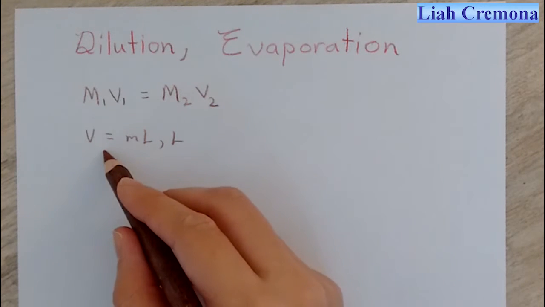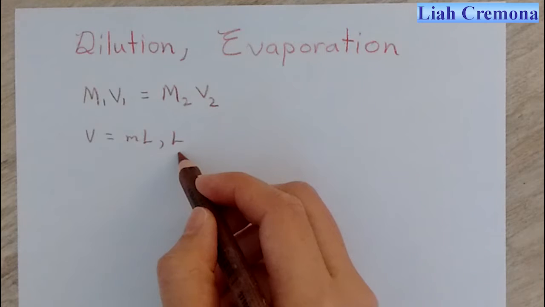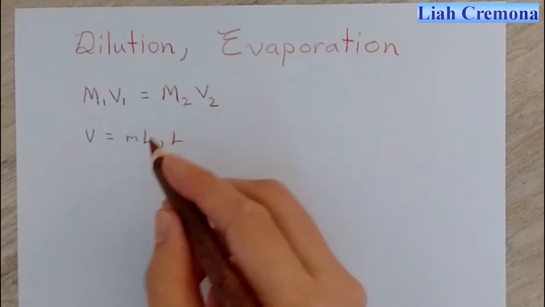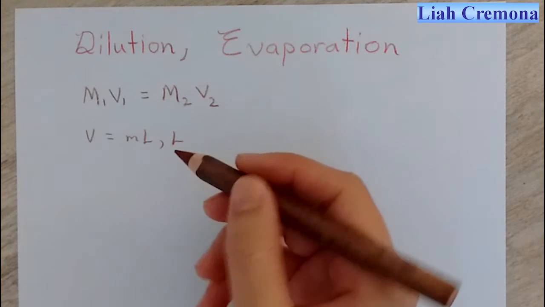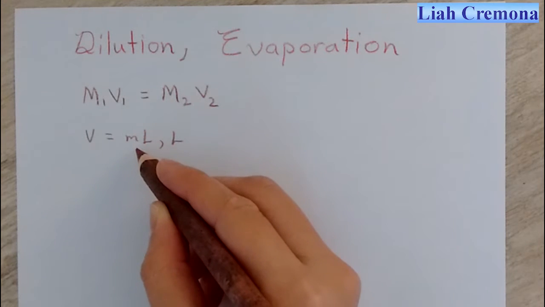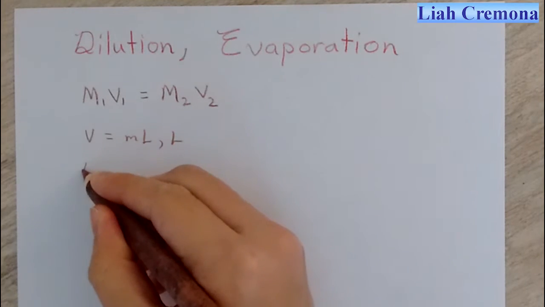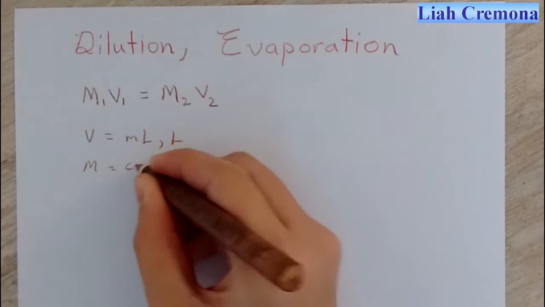Here, volume can be milliliters or liters. It doesn't really matter. Just make sure that when you're doing the calculations that the numbers have the same unit. And of course, M here is concentration.